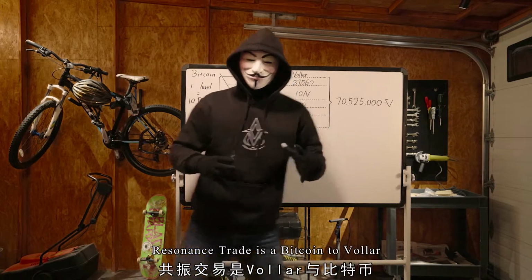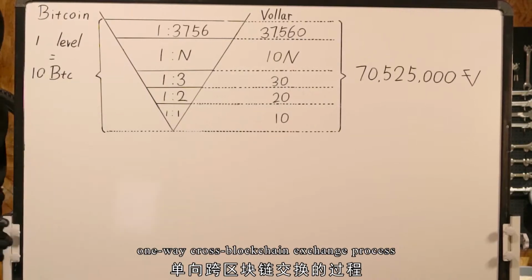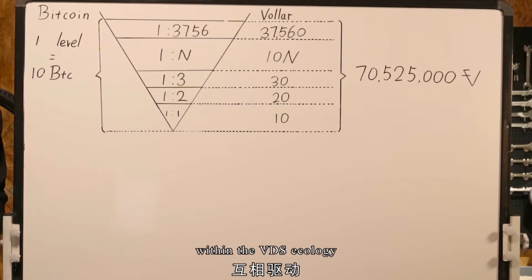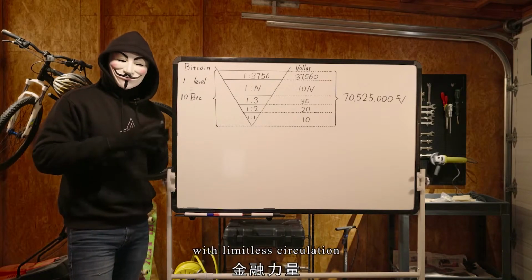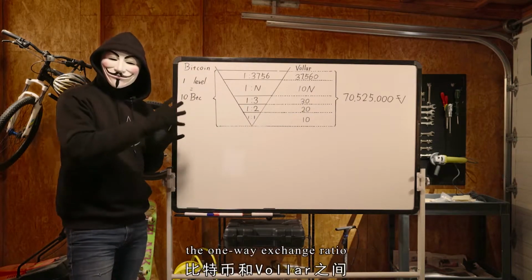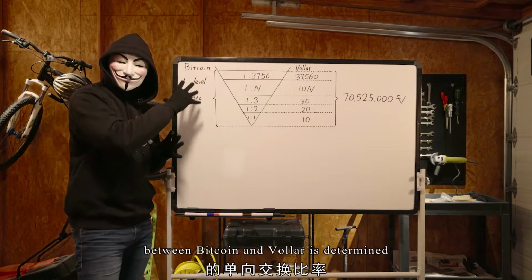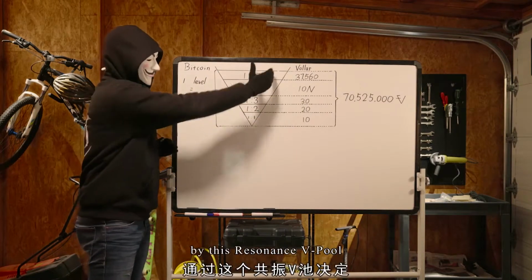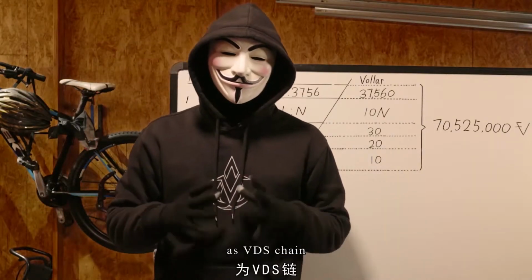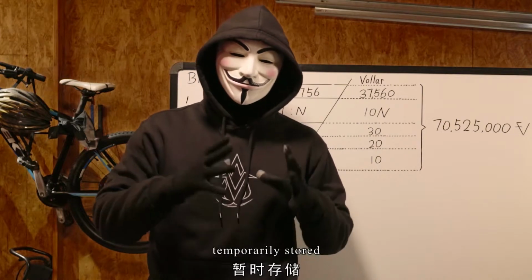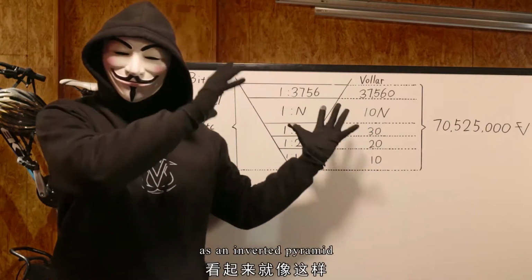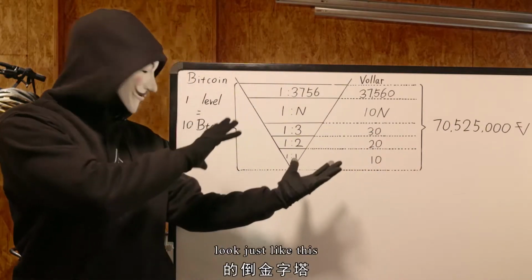Resonance trade is a Bitcoin to Voller, one-way cross-blockchain exchange process. The Voller and Bitcoin drive each other within the VDS ecology, forming a financial power with limitless circulation. Now, during the resonance trade process, this one-way exchange ratio between Bitcoin and Voller is determined by this resonance V pool. The resonance V pool can be understood as VDS chain pre-mined currency temporarily stored on the chain until issuance. We can imagine it as this inverted pyramid with no upper limit, just like this.